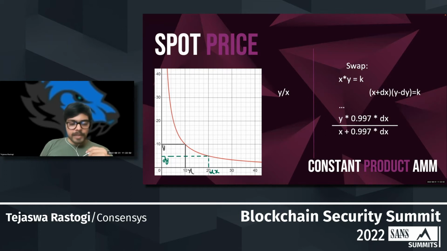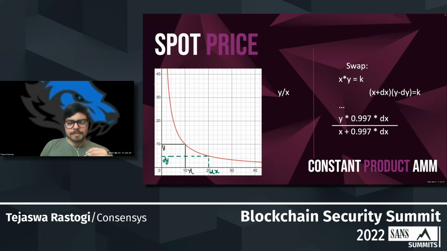So the x will be increased to dx, right? And the y tokens will be reduced to dy, right? So the intersection point is where the new liquidity pool, or the reserve ratio, will be. And the amount y minus dy is the output amount that you will be getting, right? We know about this.